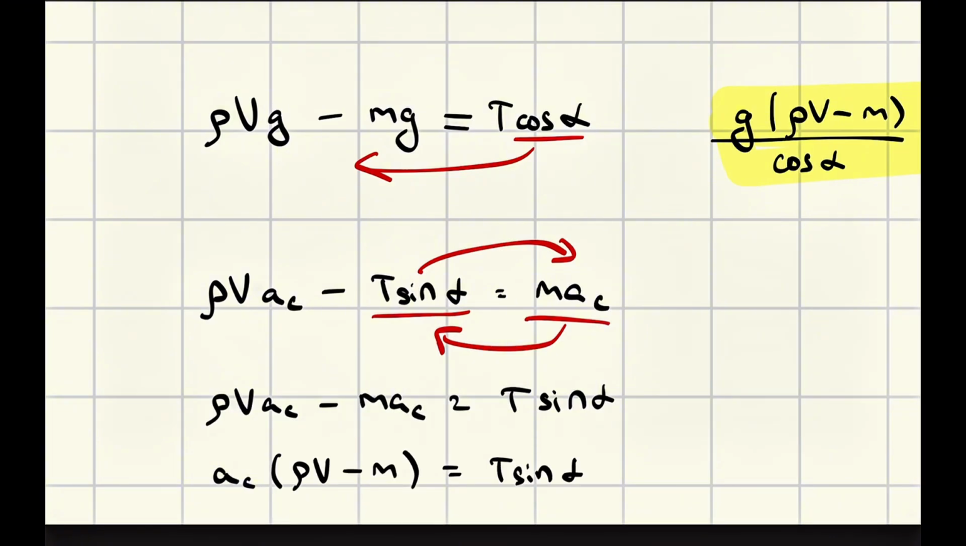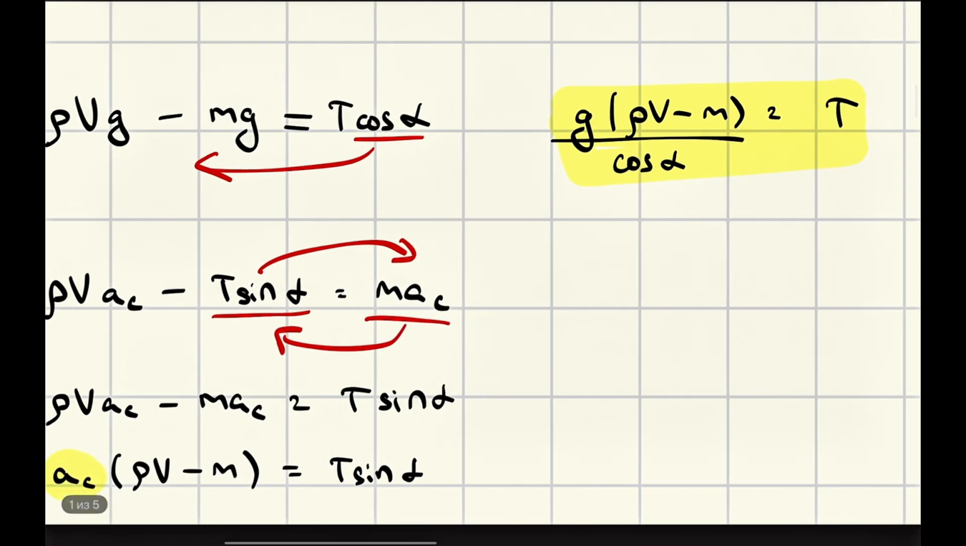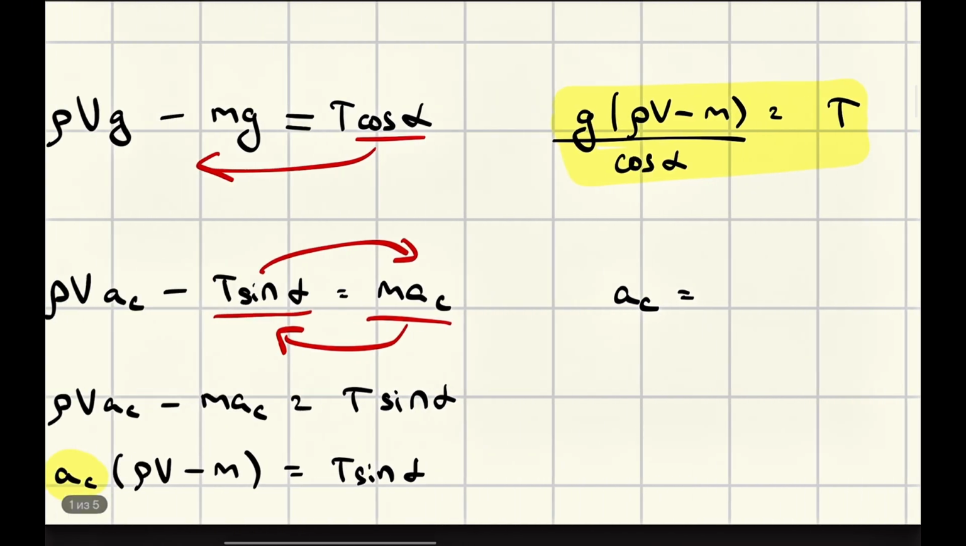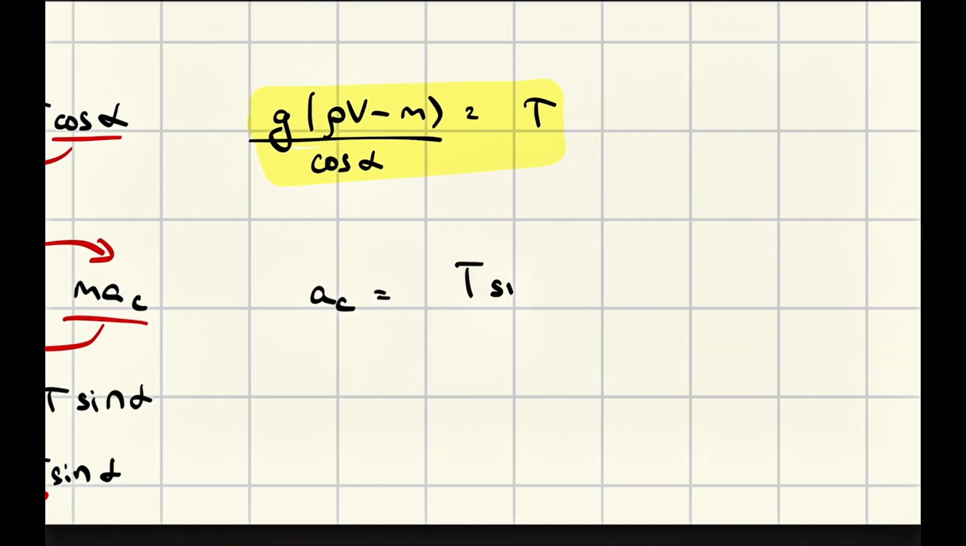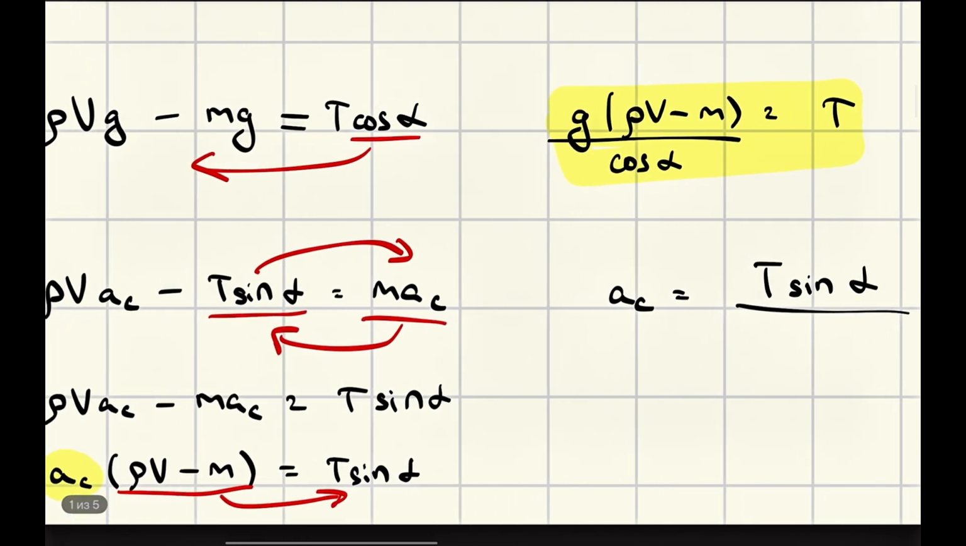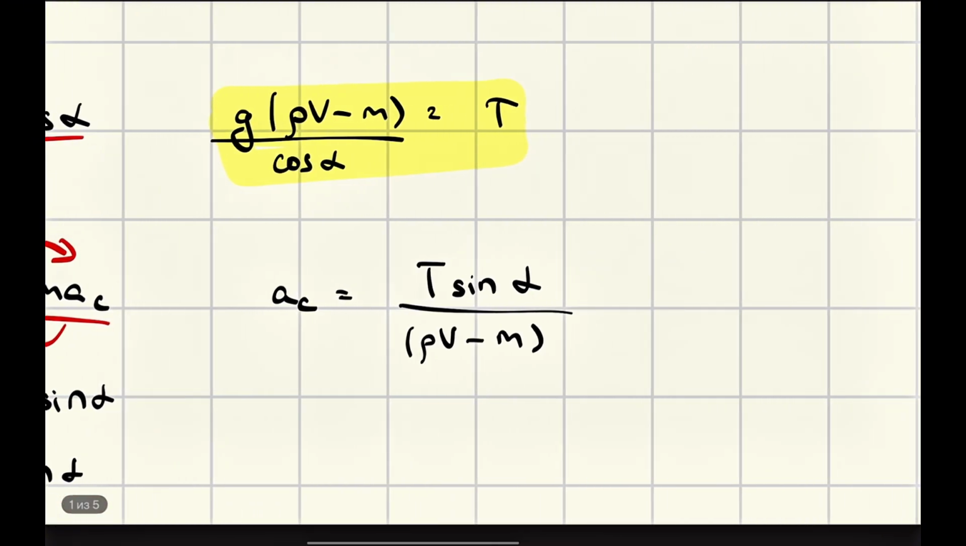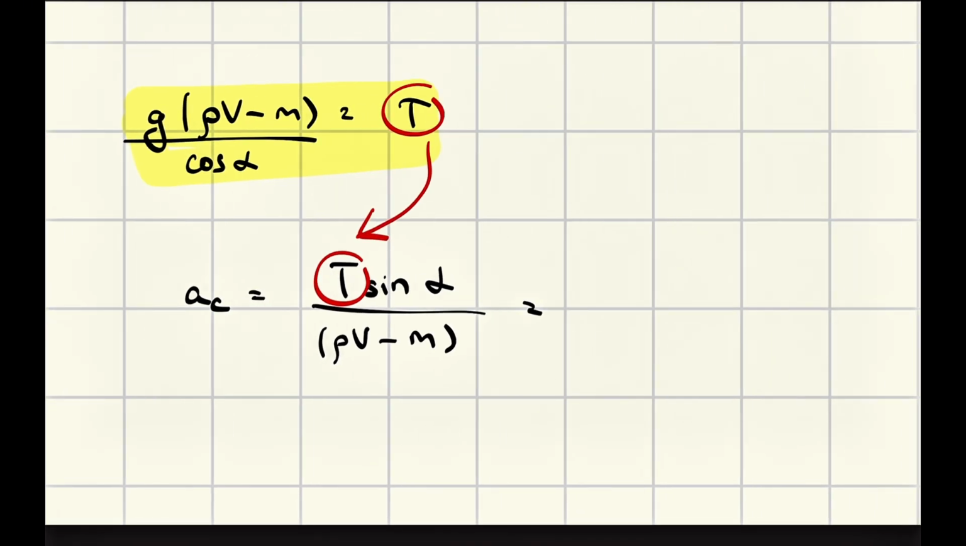And we have a common factor, which is a_c: a_c (rho V minus m) equals T sine alpha. So basically, we can find the formula for centripetal acceleration. Let's write it something like this: a_c equals, what? We can move this thing entirely below, T sine alpha divided by (rho V minus m). Good. And we already know what this tension force is. It is right here, and we can just apply it in here.